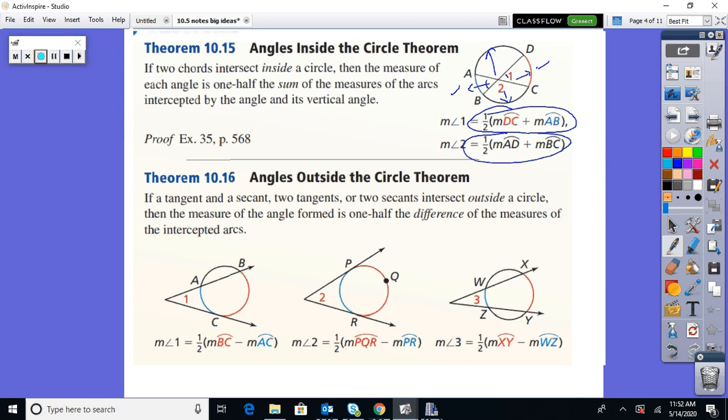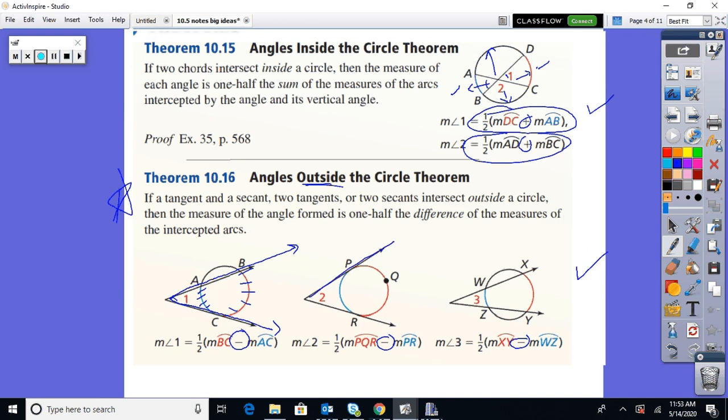The only difference when you get to angles outside the circle is that now you want the difference of the arcs as opposed to the sum. If it's inside, you add them together and divide by 2. If it's outside, you subtract them and divide by 2. You always want the bigger arc first, so you always have a positive answer. As the angle is formed, when the rays exit the circle, that arc is larger than when they enter the circle. So you're always subtracting the smaller arc from the bigger arc.